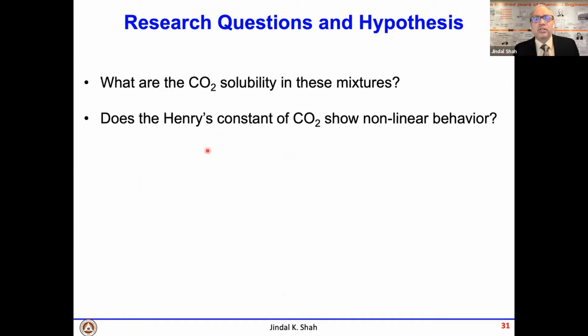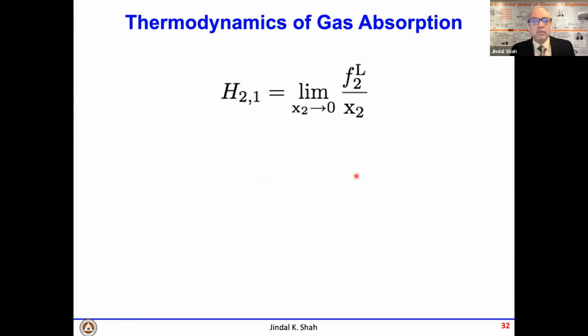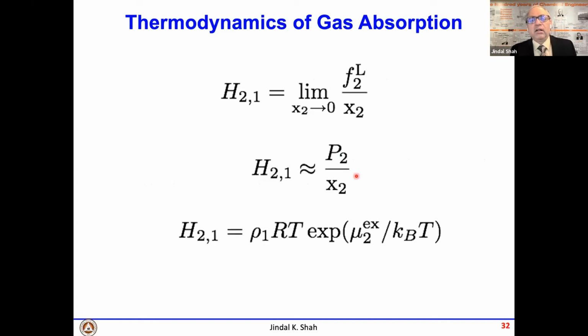We'll quantify that in terms of Henry's constant, and whether the Henry's constant will show non-ideal or non-linear behavior in these systems. Our hypothesis was that the presence of non-native structures, the double salt concept, will translate into higher CO2 solubility, at least for this particular ionic liquid mixture, which has fluorine in it. So what did we do? It's thermodynamics. Let's look at the thermodynamics of gas absorption. We calculated Henry's constant, the definition of which is given here, and from the molecular simulation point of view, we calculated the excess chemical potential in these systems.